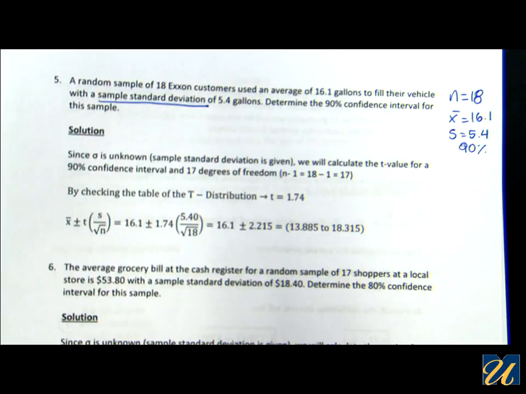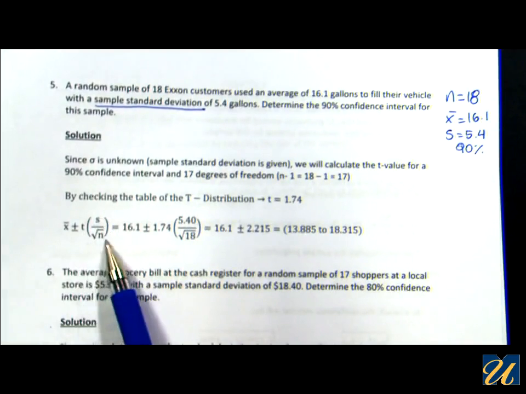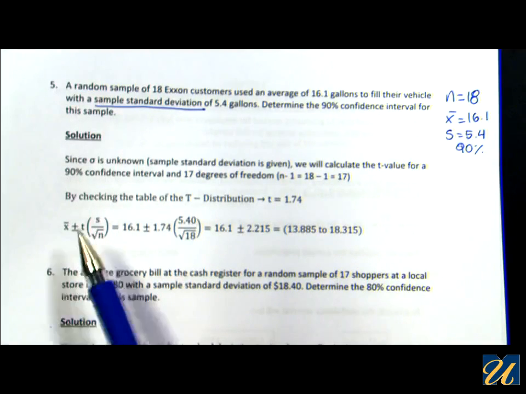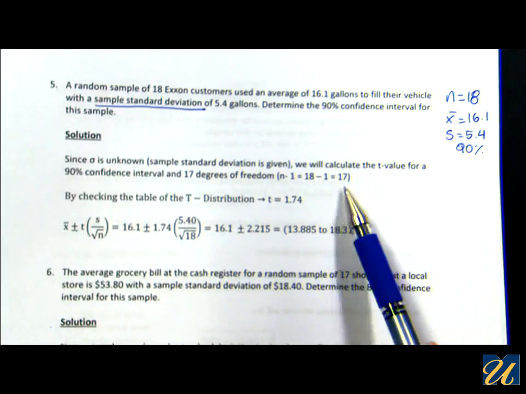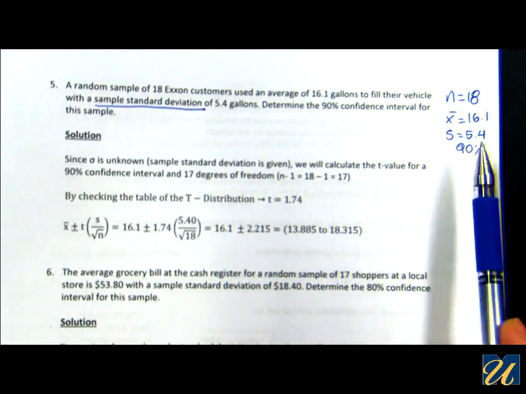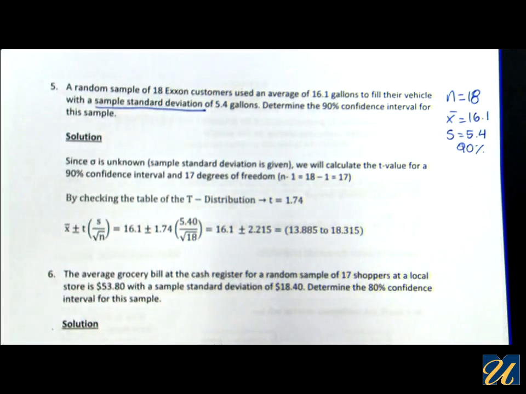Now, since S is given, I know that I have case number 2. The formula for case number 2 is X bar plus minus T times S over square root of N. The only thing missing is the T value. To find the T value, we go to 90% confidence interval and degrees of freedom 17. Where do these two meet? This will be your T value, 1.74. You plug it in and you get your answer.